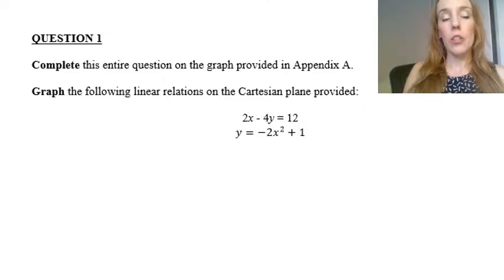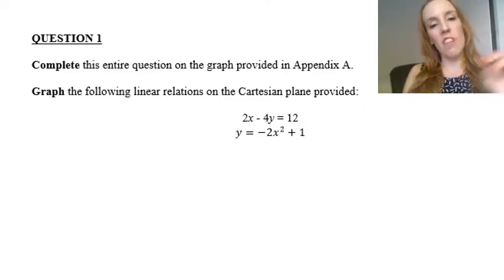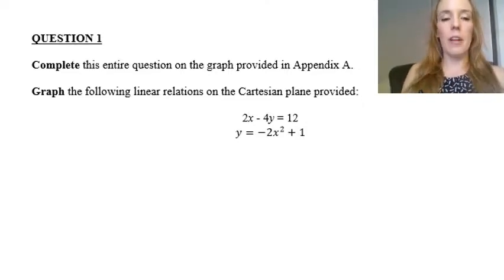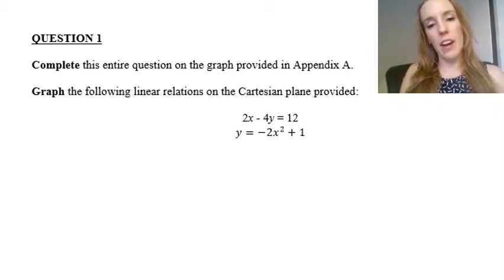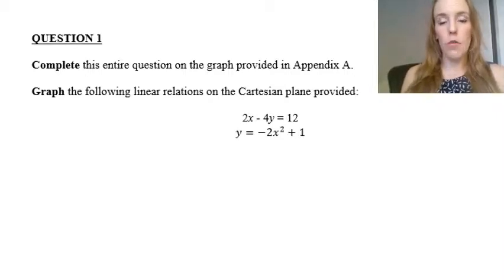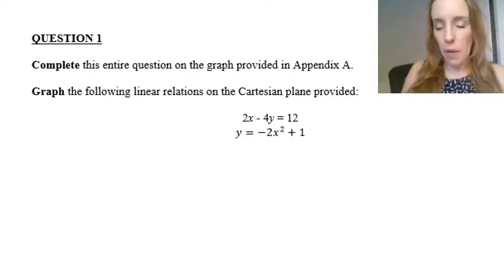Okay, so question 1 says complete this entire question on the graph provided in Appendix A. You had to graph the following linear relations on the Cartesian plane provided. So your first one was 2x take 4y equals 12. So we're going to start with that one.